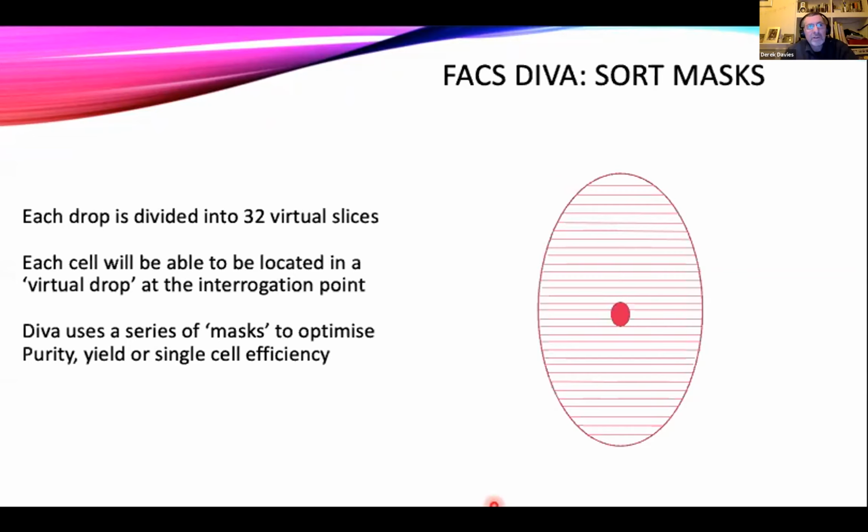Now, one of the things we mentioned in the last webinar is that we don't always know exactly where our cell is going to be. We think we know, but sometimes it travels a little bit faster, sometimes it travels a little bit slower. And that is heavily influenced by our sample preparation, which is why sample preparation for cell sorting is much more important than it is for analysis.